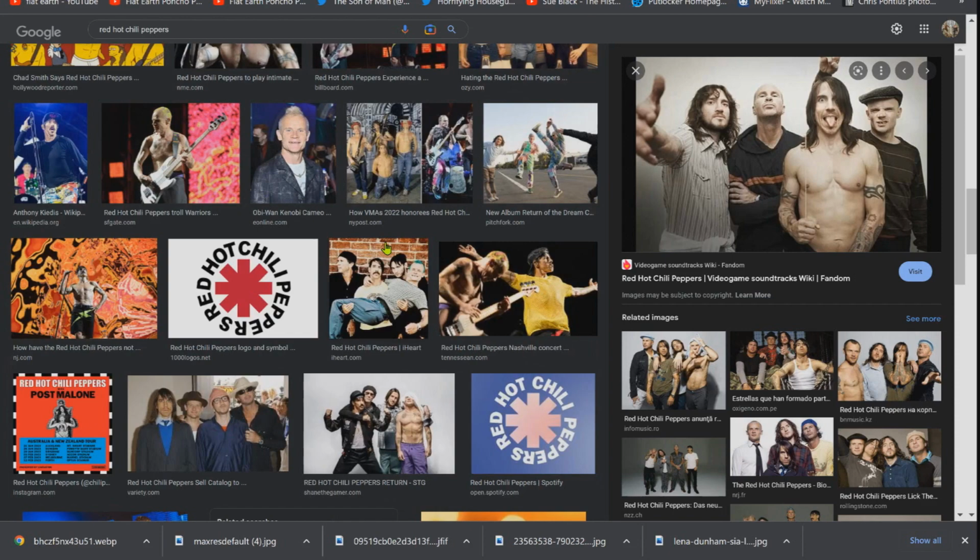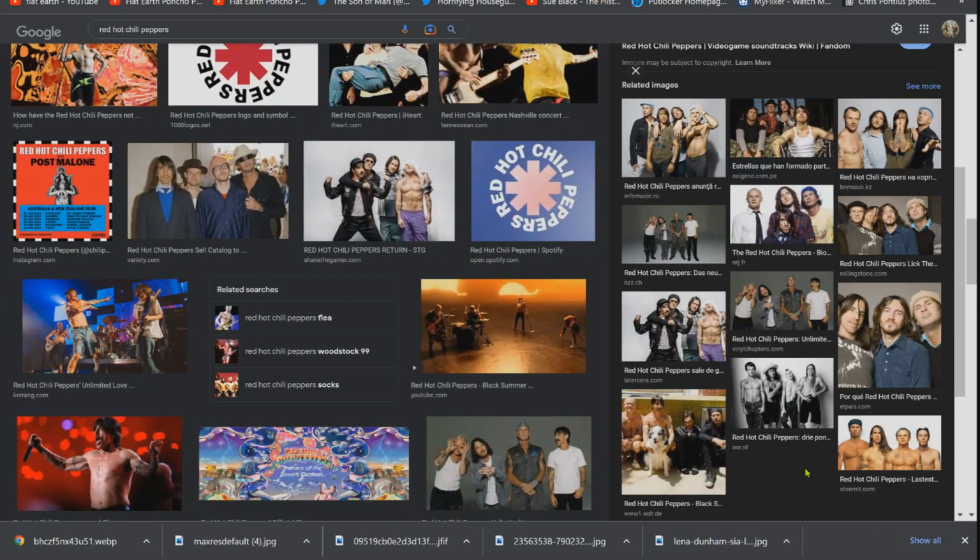Flea looks like Michael Stipe in there, doesn't he? The one on the right. Is that Flea? Yeah, it looks like Michael Stipe. That one, that bass player. Flea's mental. Oh, look at that.